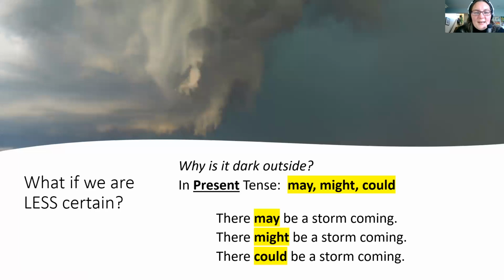Why is it dark outside? Maybe a storm coming. There might be a storm coming. There could be a storm coming. Remember, they all mean the same thing. They all carry the same meaning, but it's still a guess. It's still a guess. 50%. Don't really know. Maybe there's another reason.